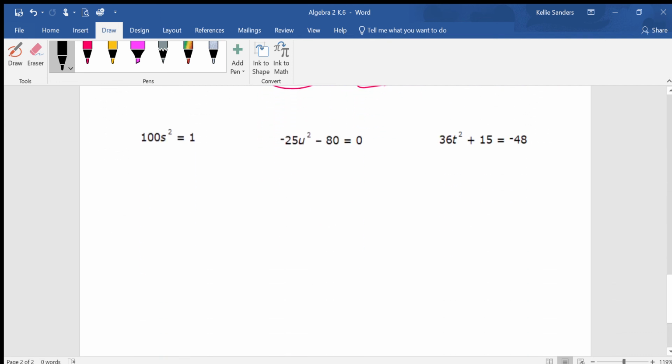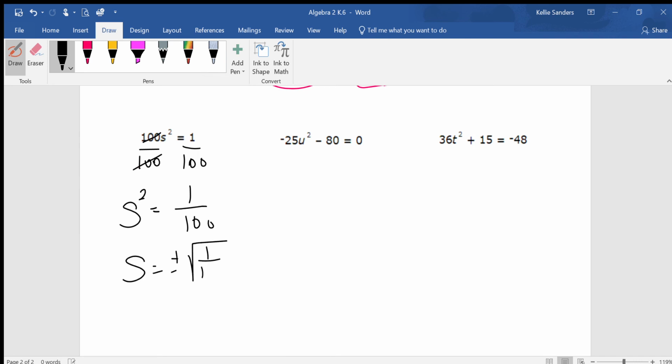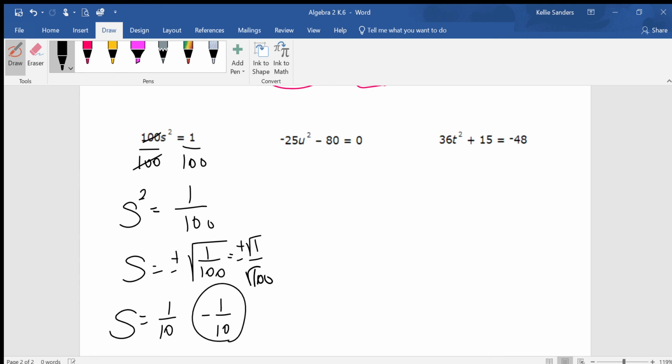You have to get s by itself. s squared right now is with 100 by being multiplied. So to undo multiplying, we divide. So we divide this side by 100, and we divide this side by 100. So we have s squared equals 1 over 100. So s equals plus or minus the square root of 1 over 100, or plus or minus the square root of 1 over the square root of 100. So s equals 1 over 10 and negative 1 over 10. Because the square root of 1 is 1 and the square root of 100 is 10.